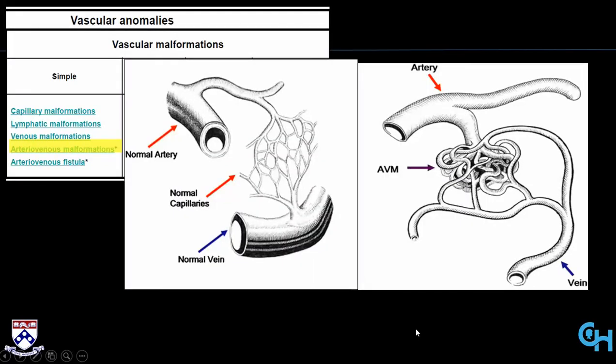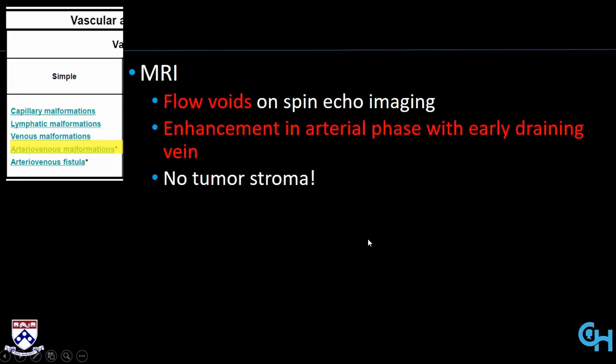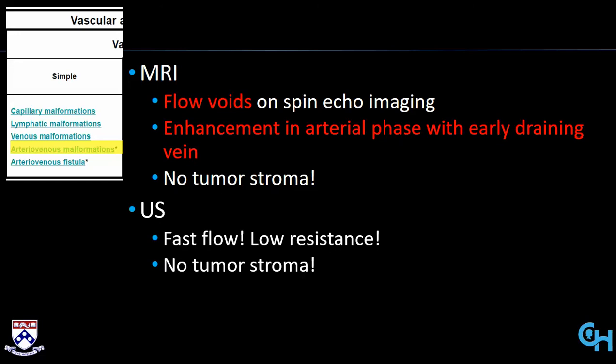Quickly on arteriovenous malformations, these are basically short-circuit connections between the artery and the vein. The important features here are that you will see flow voids on spin echo imaging, you will see enhancement in arterial phase and early draining vein on MRI, but there is no tumor stroma. On ultrasound, you will see fast flow with low resistance.